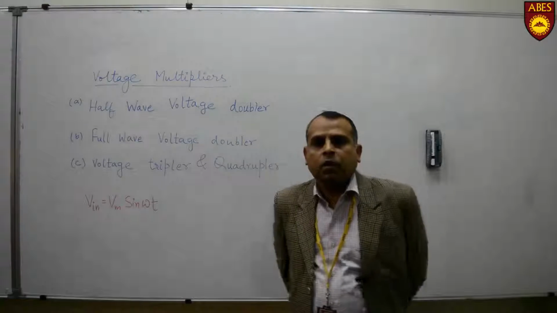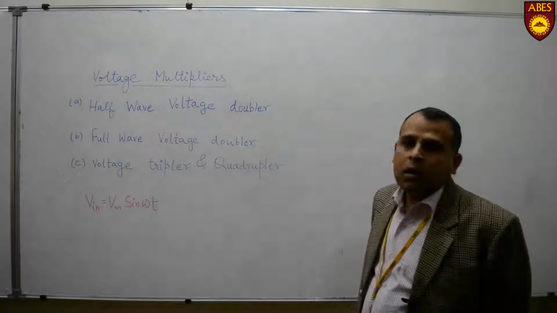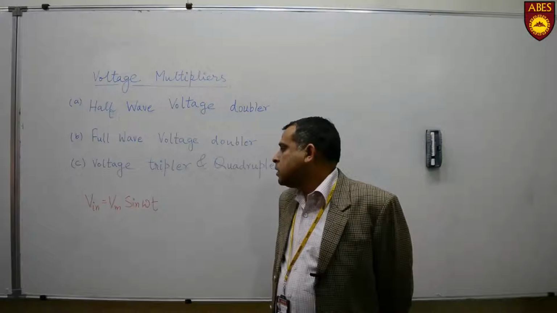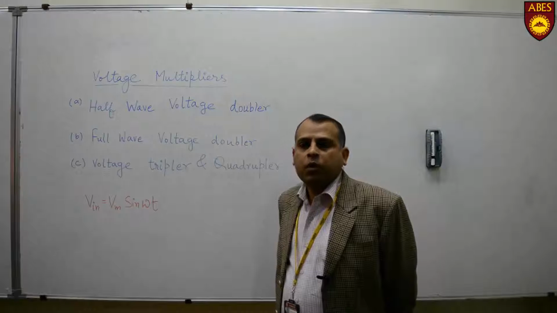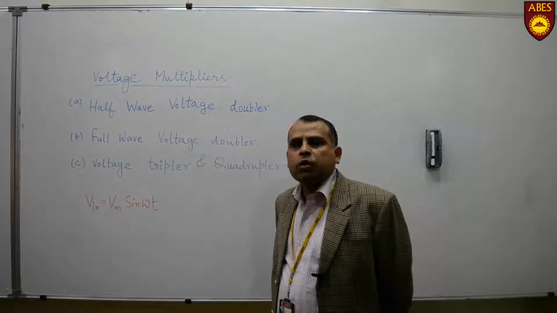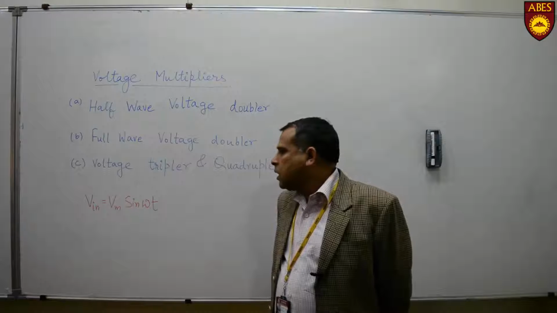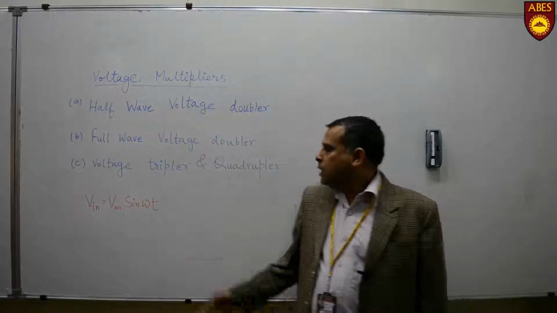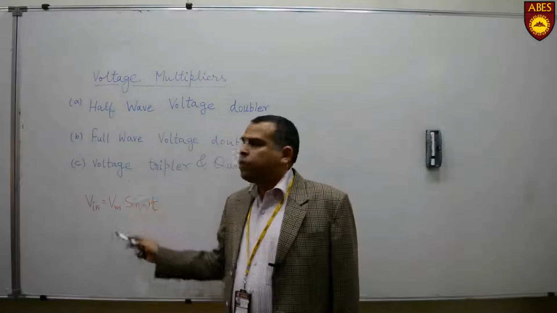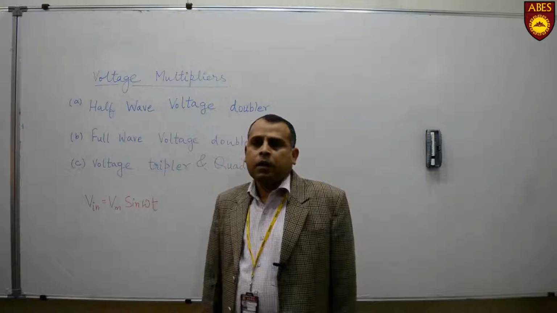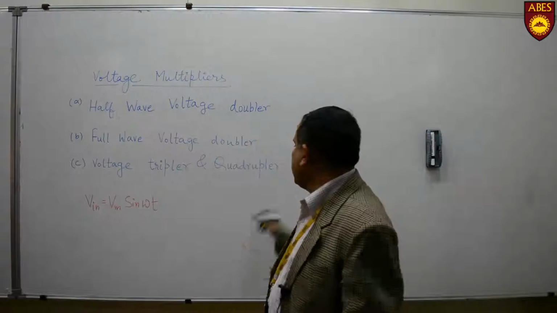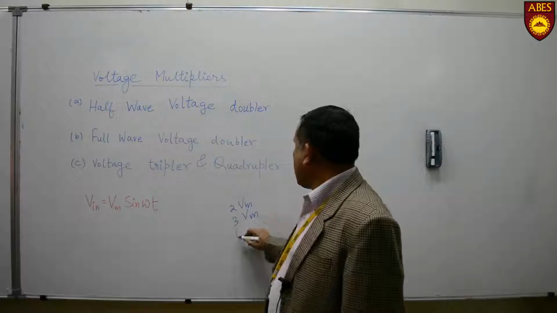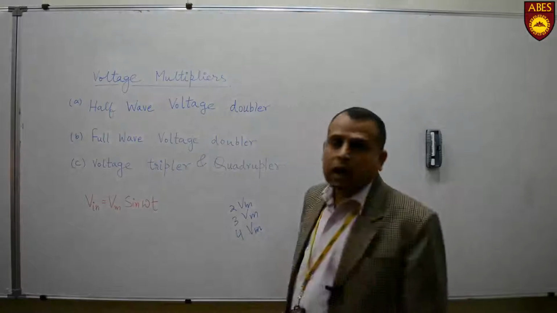Voltage multipliers. Voltage multipliers are the circuits which are used to get an output voltage which is multiplied by some value. That value may be 2, 3 or 4. That means if your input voltage, say Vin equals Vm sin omega t, and the peak value of this waveform is Vm, then the output voltage will be twice Vm, thrice Vm, or 4 times Vm as per the requirement.